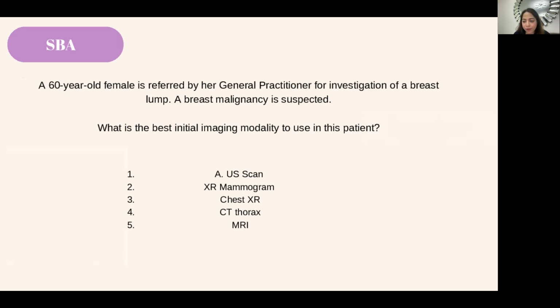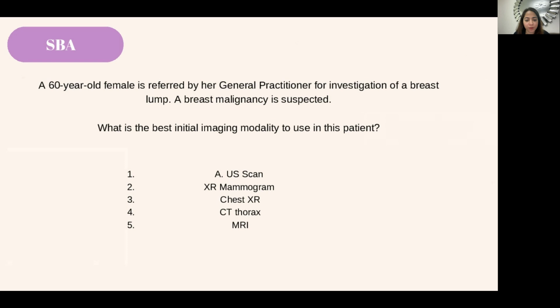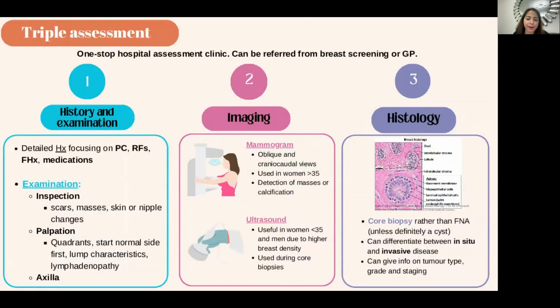Okay, so most of you have gone for option number 2, which is the correct answer, and that's a mammogram. So if we go back to the screening slide, a mammogram is done if the patients are over 35 years old, and that's just because mammograms are a bit more useful in patients who are older and have denser breast tissue, and hence why anyone who's over 35, it's more appropriate to do a mammogram rather than doing an ultrasound scan. So this lady's age was really the biggest giveaway or clue for the right answer here.